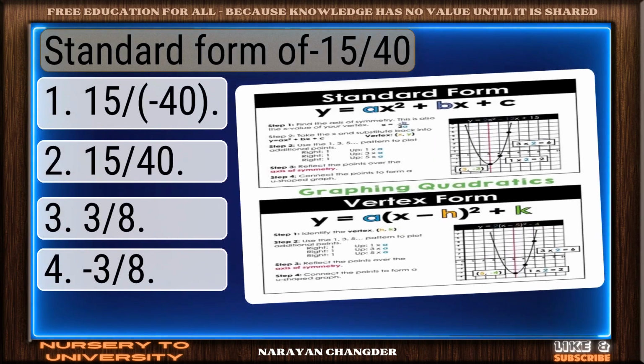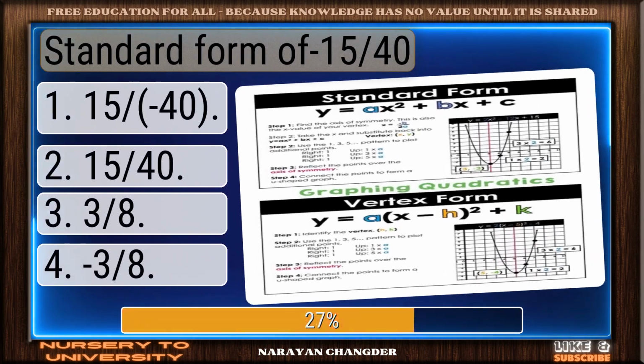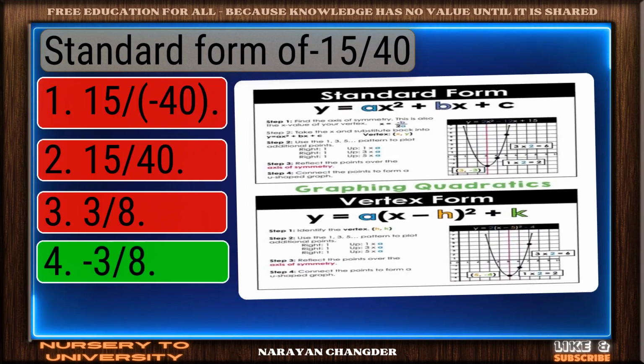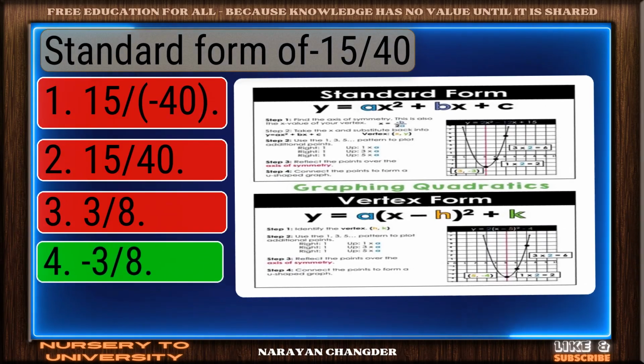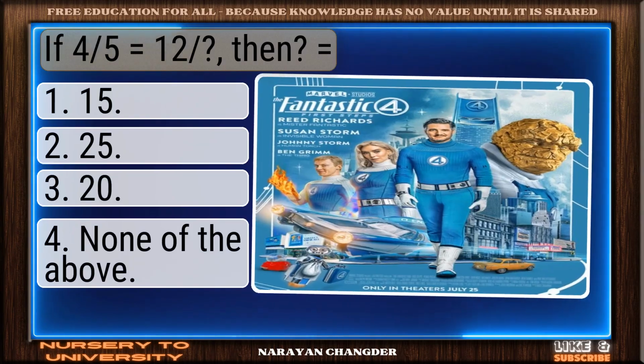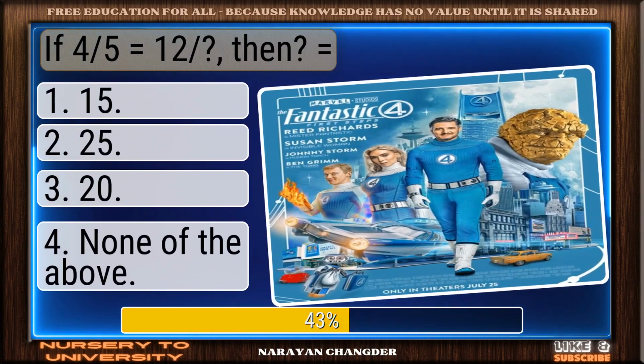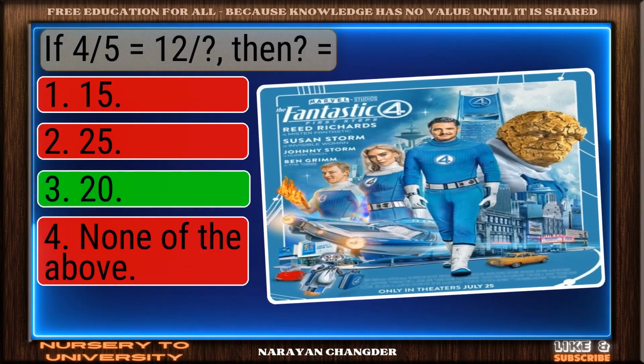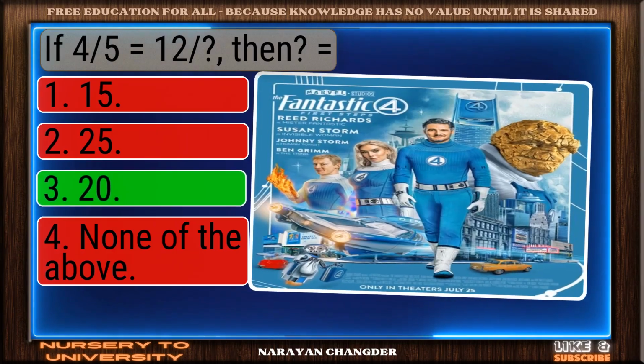Question number 194. Standard form of 1540. Smart move. 3 die 8 is an accurate answer. Question number 195. If 4 by 5 equal to 12, then equal to? Well picked. 20 is the correct answer.